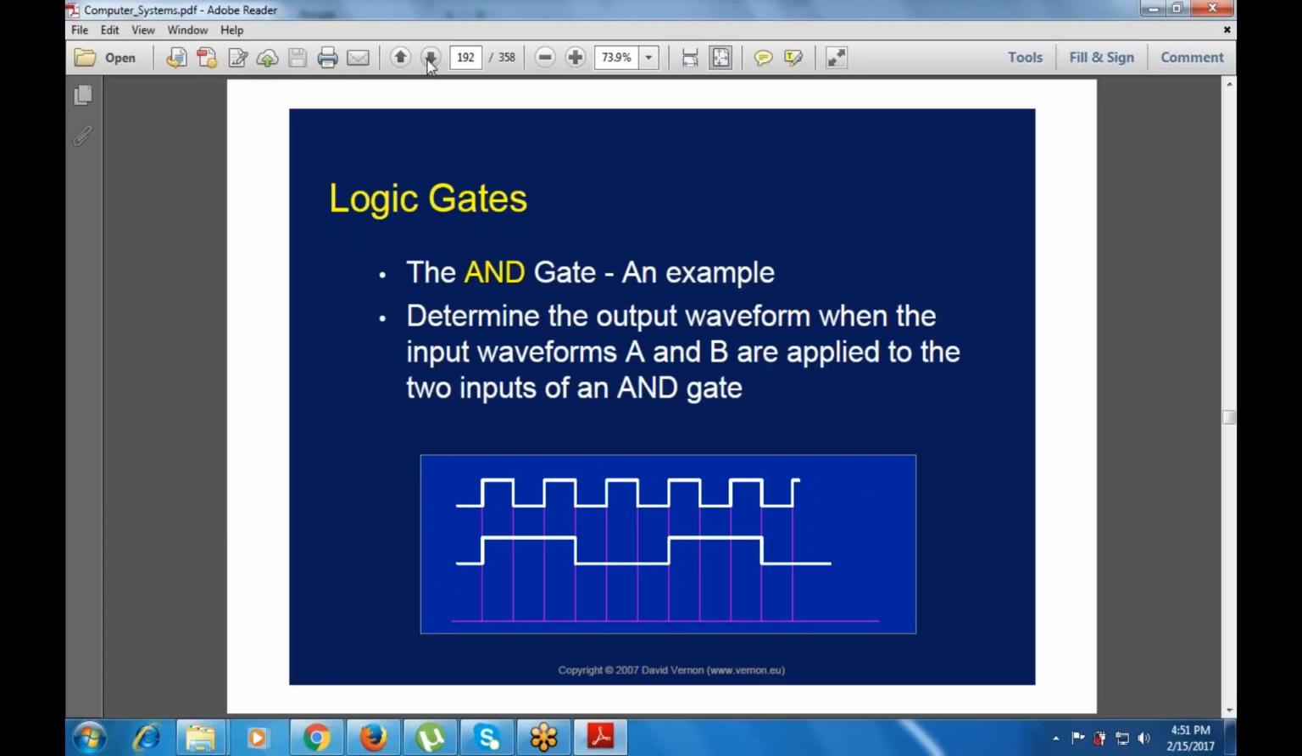Then this is one of the examples. Determine the output waveform when applied with the input waveform.